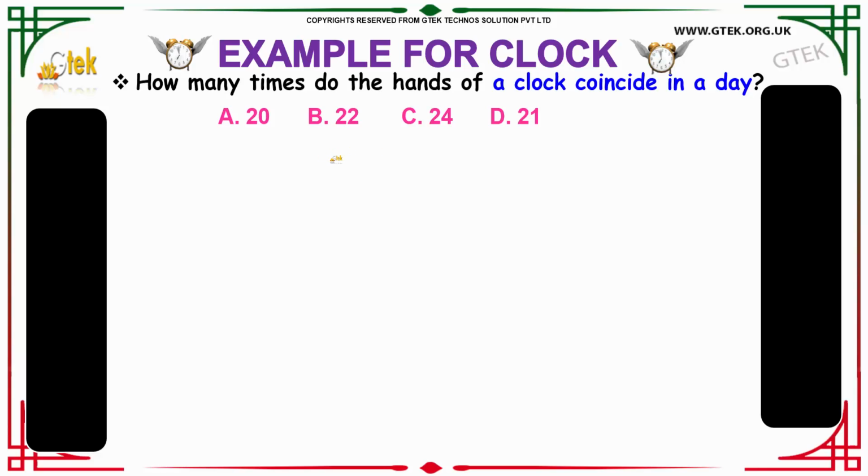Moving on to our next interesting example over here, we have to find how many times the hands of a clock will coincide in a day. Our options are A. 20, B. 22, C. 24 and D. 21. Let us see how to solve this.